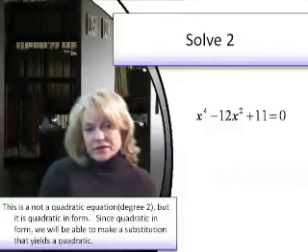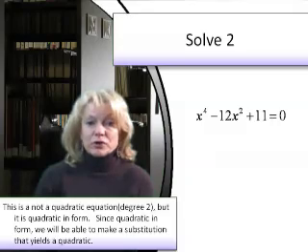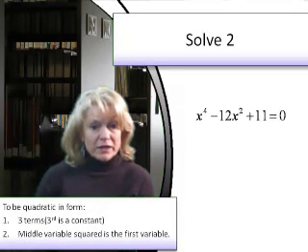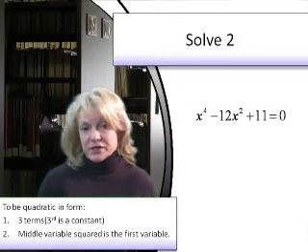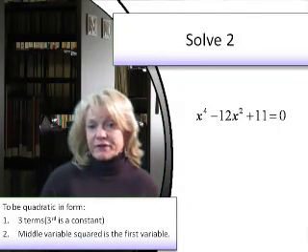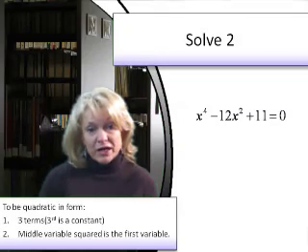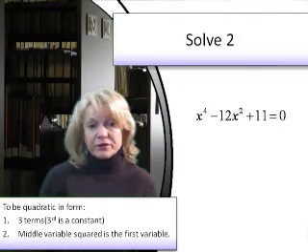This equation is not quadratic. It's a fourth degree polynomial. In order to be quadratic in form, there will be 3 terms. Last term is a constant. The middle variable squared needs to give us the first variable. If x squared is squared, the result is the first variable term, x to the 4th.